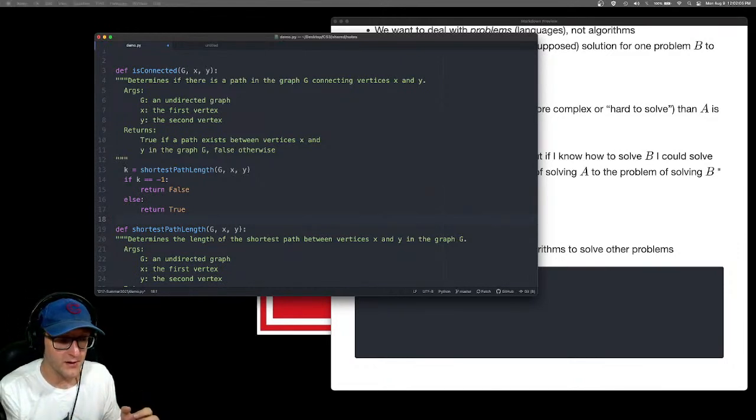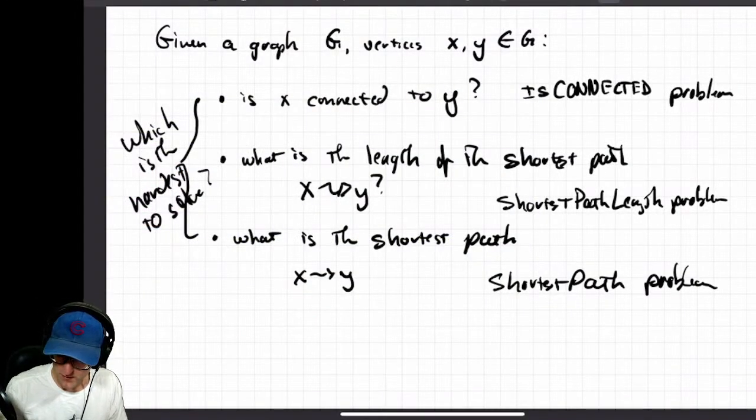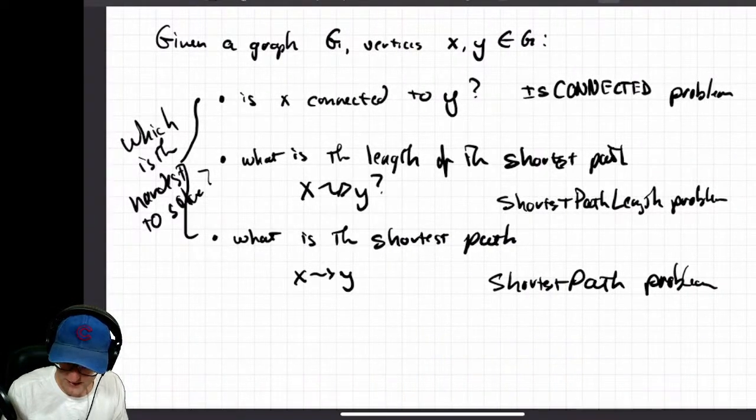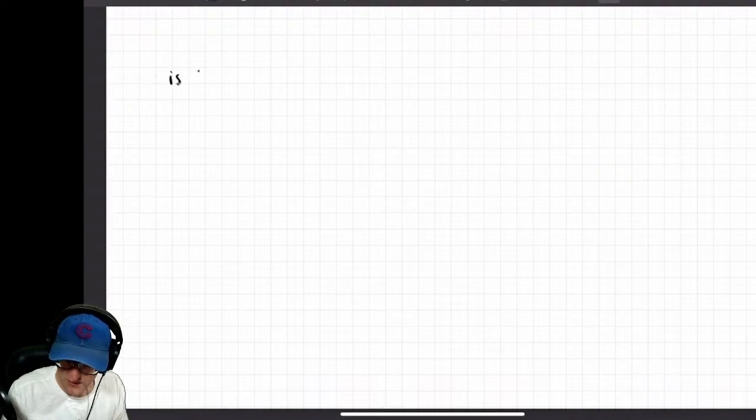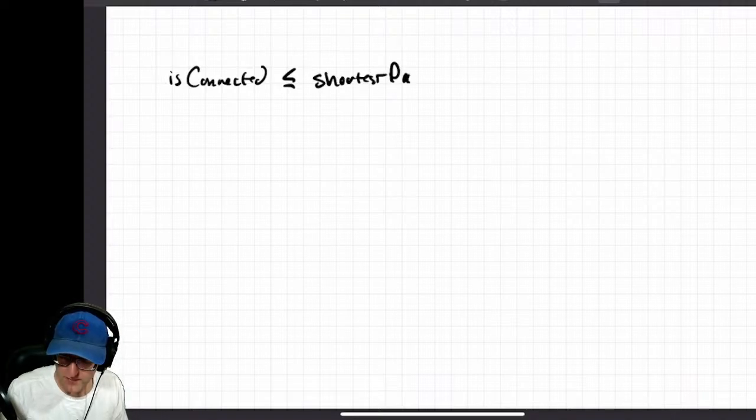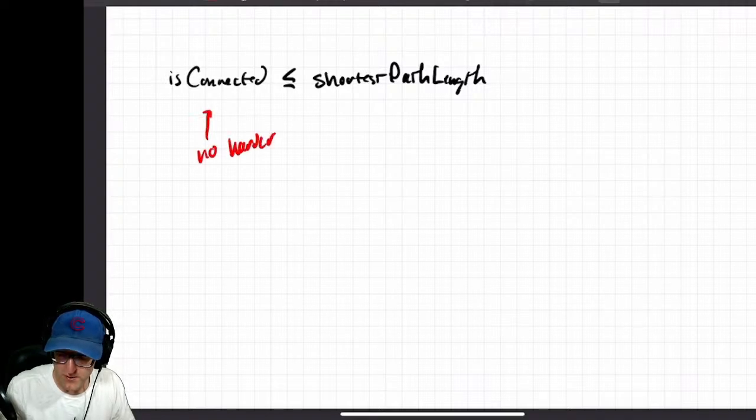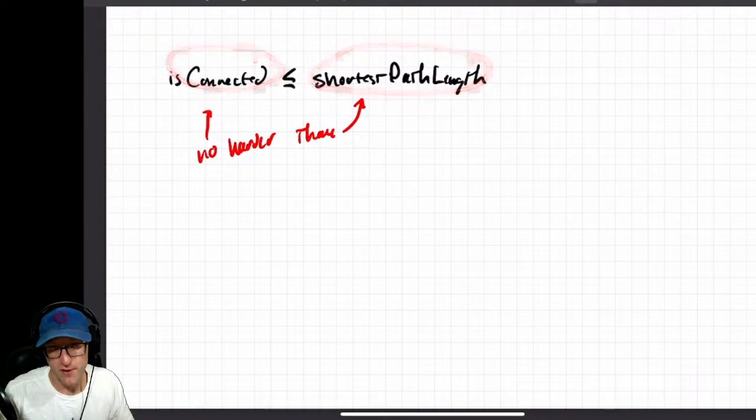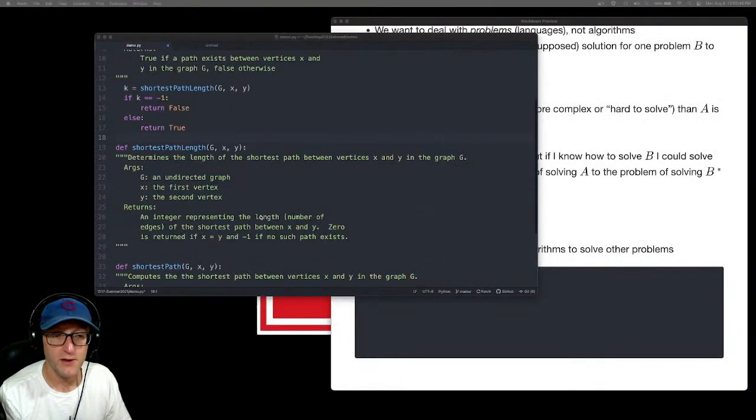In other words, here's my picture. Again, it's is connected, shortest path length, and shortest path. So is connected, I reduce that to solving the shortest path length problem. Right? In other words, this is no harder than this one over here. Because if you have a solution to the shortest path length problem, you have a solution to this one over here. Right? Again, I don't have a solution for that yet, so let's go back to the drawing board and let's pick up a solution for that.